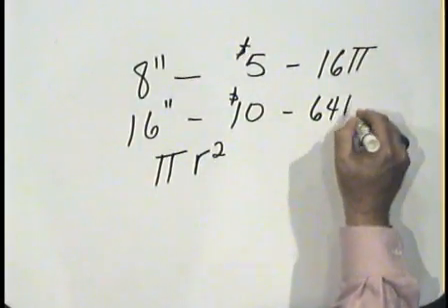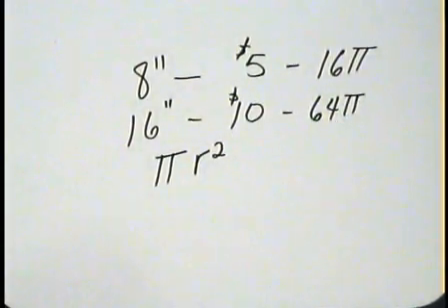Okay? Pi r squared for the 16-inch pizza would be pi times 8 squared. Remember, 8 would be half of 16. 8 squared is 64, so the area of the larger pizza is 64 pi, or about 200 square inches of pizza. Now we can see that indeed the 16-inch pizza was 4 times the area of the 8-inch pizza. It would take 4 $5 pizzas to equal the amount of pizza in a 16-inch $10 pizza.